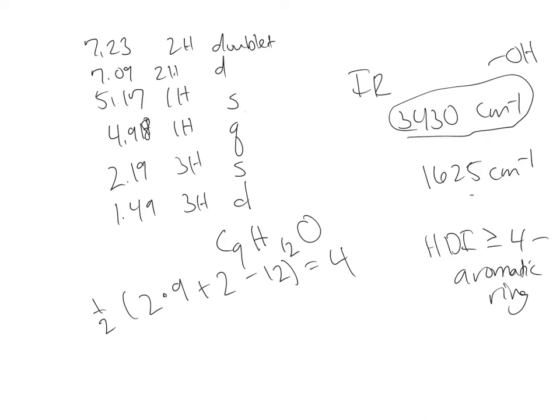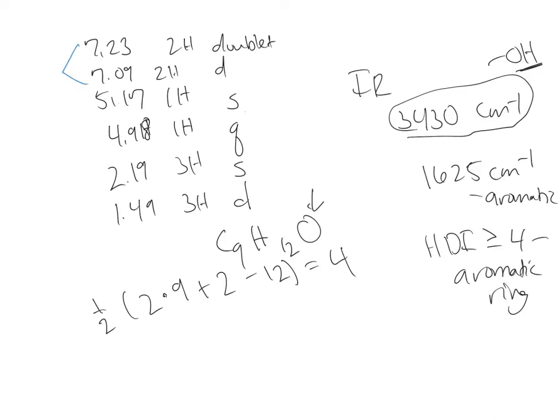And then 1625, that's another sign that we have an aromatic. So that one's not that interesting. But the alcohol, that's a really good thing to know, because that accounts for our oxygen atom. And so now we know where our oxygen atom is, right? So that's kind of nice. All right, so now we can go through the set of shifts here and decide what they all are.